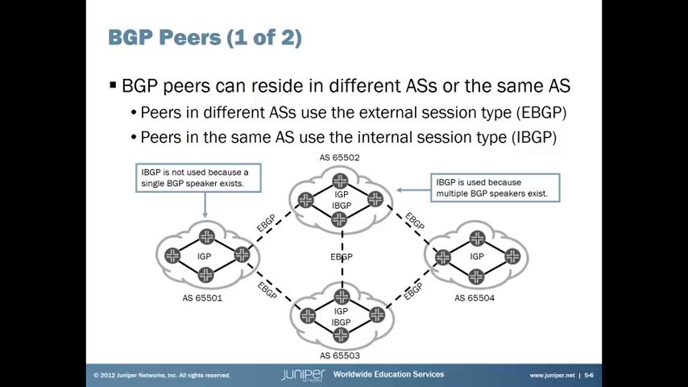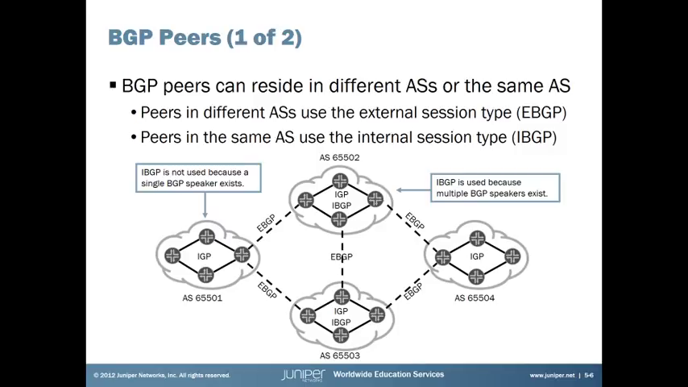Okay, now they need to peer with each other so that they can advertise the routes that they receive from those autonomous systems to each other. So routes that come in from our first autonomous system, AS65501, are received by the eBGP peer in AS65502.